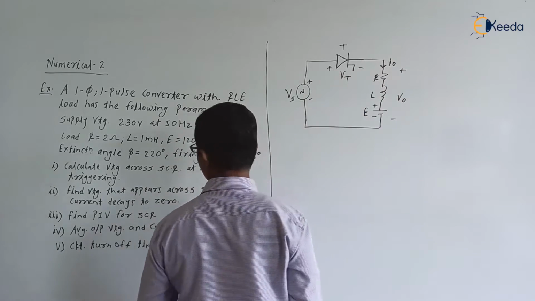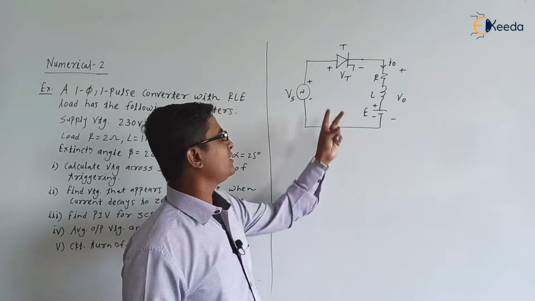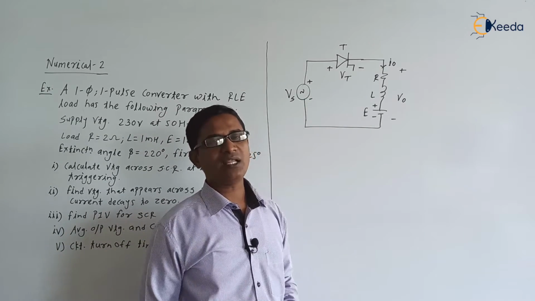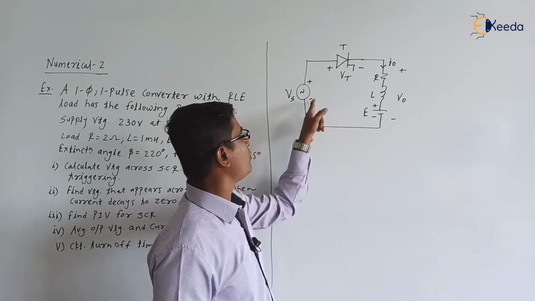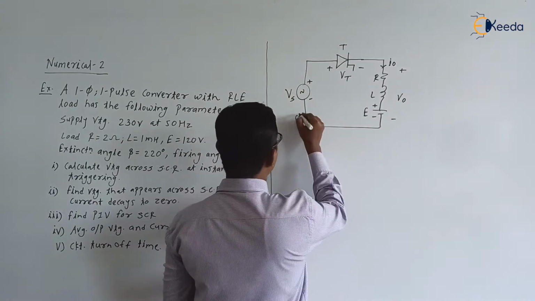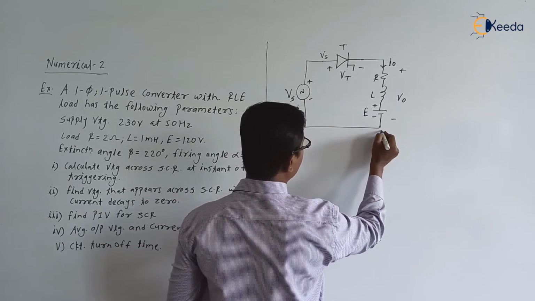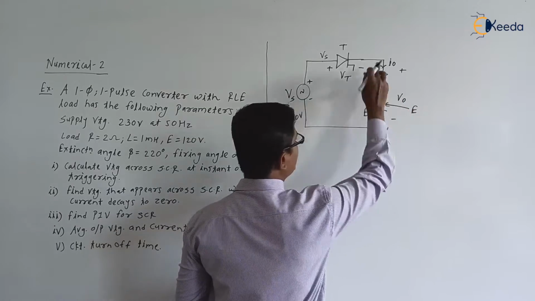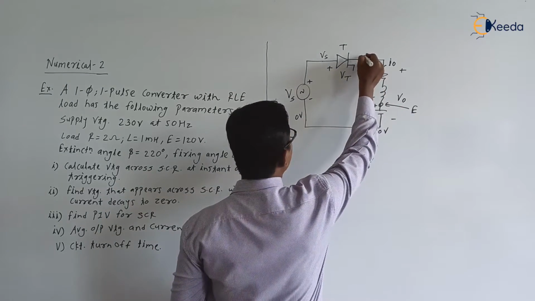Now they have asked for the voltage across the SCR at the instant of triggering. So what is the Vt at the instant of triggering? Before that, our SCR will be in the off state. So if this point is 0 volt, here it is Vs volt. And if this is 0, here it is E volt. The SCR is in the off state, so the circuit current is 0, and so the voltage here is E volt.